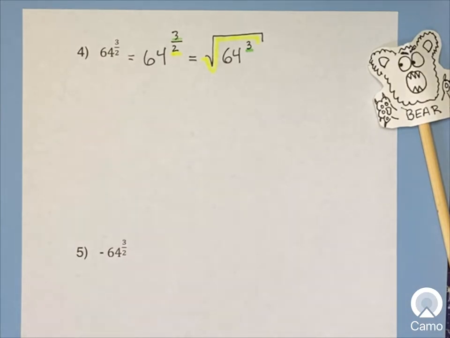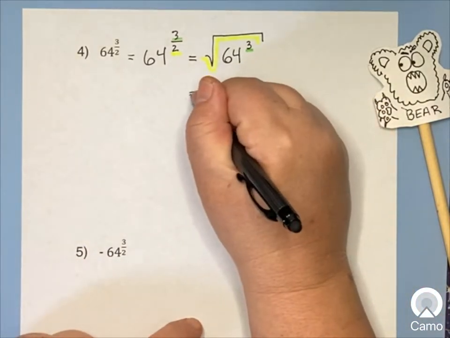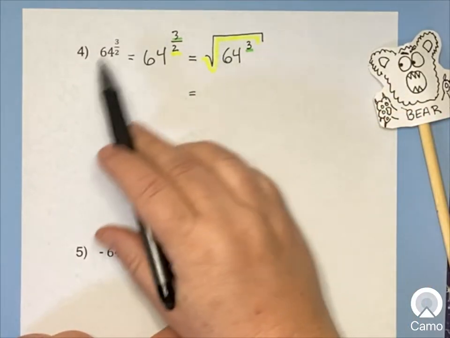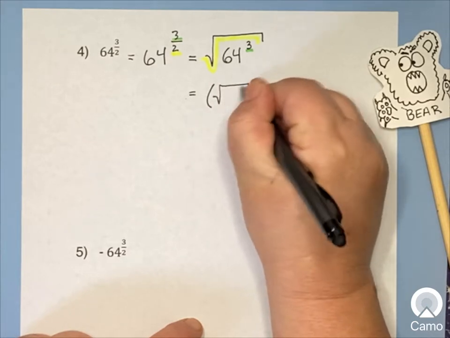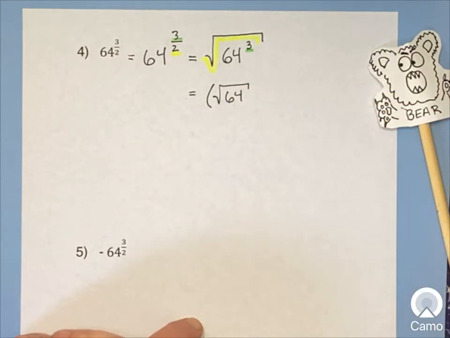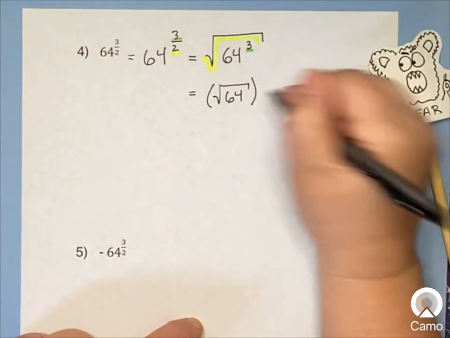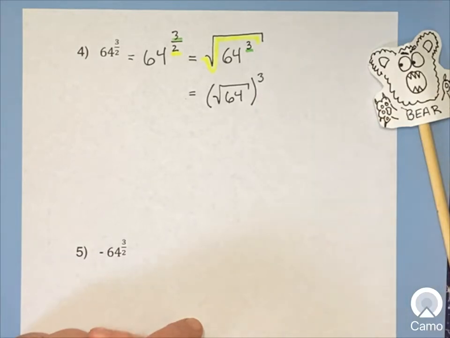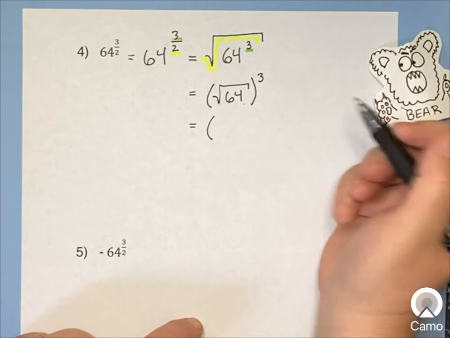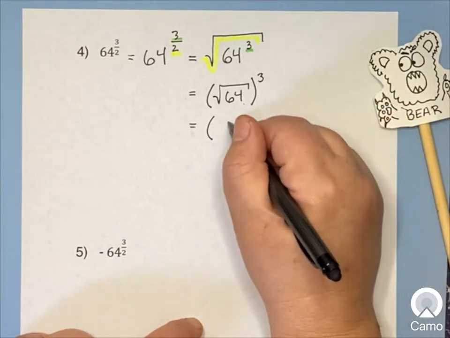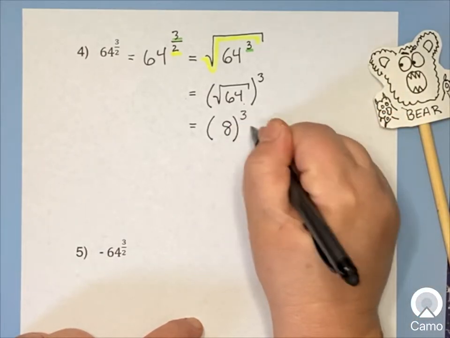Although I have a calculator, it would be a lot easier if I didn't have to cube 64. What I said in the last video was that, as long as everything's positive, I am absolutely allowed to reverse the order. So I take the principal or positive square root of 64, which is 8, and then I cube it.